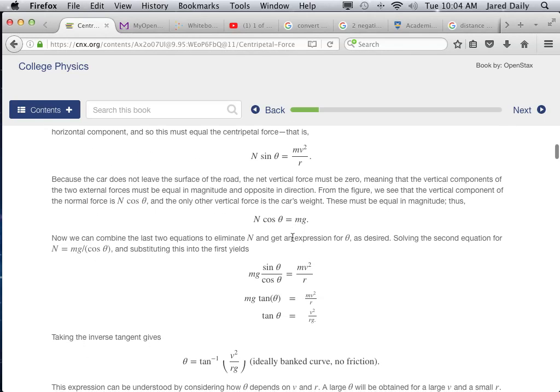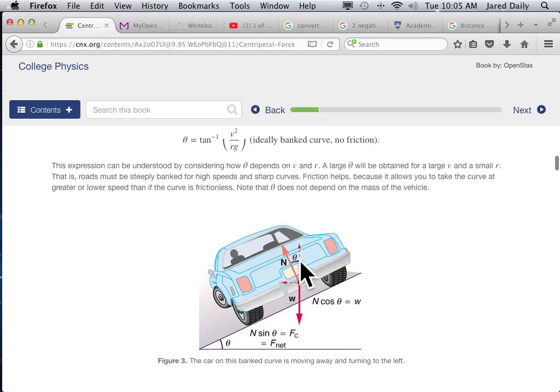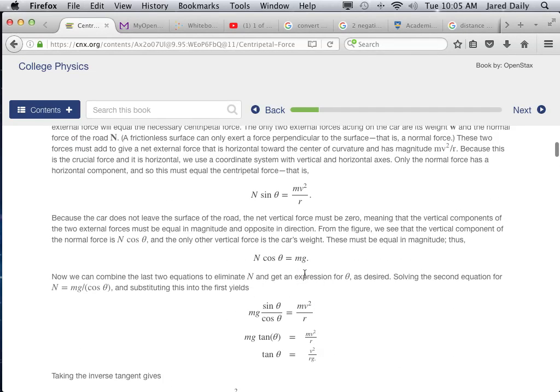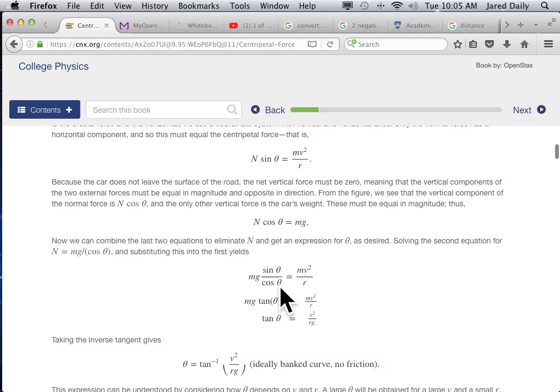Then in the other direction, the n cosine theta, this part of the normal force, has to be equal to the weight, has to cancel out with the weight. So this one is a centripetal force, and this one has to cancel out with the weight. So we get this equation here. Then if we combine these two equations by dividing one by the other, you get mg times sine theta over cosine theta equals m v squared over r. Cancel out the m's, right? Divide both sides by g, and we get tangent of theta equals v squared over r times g.